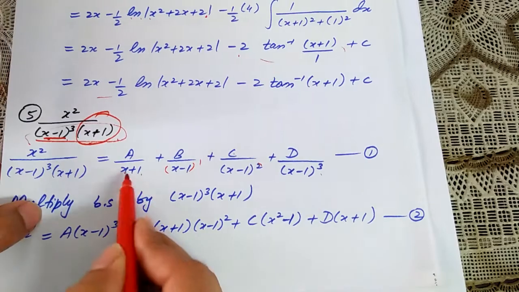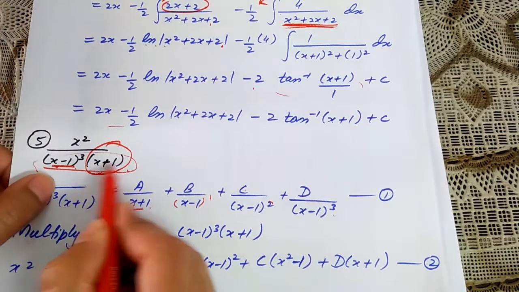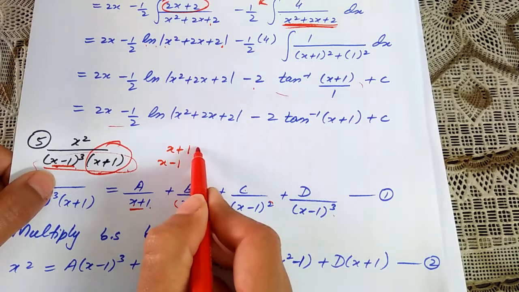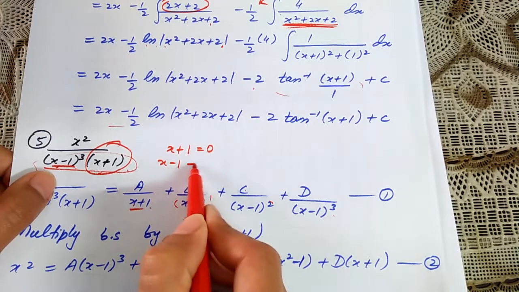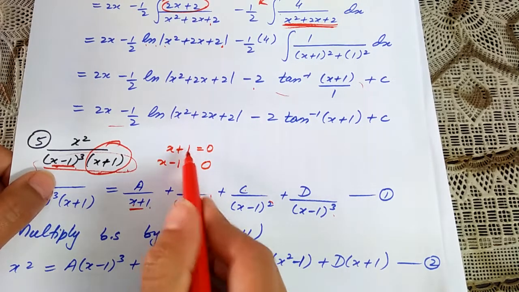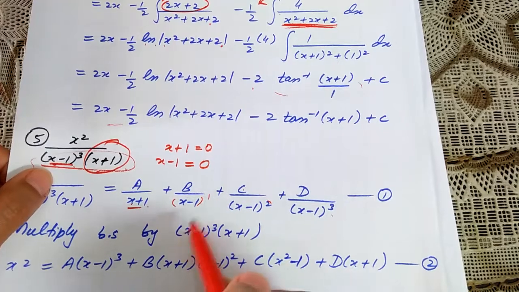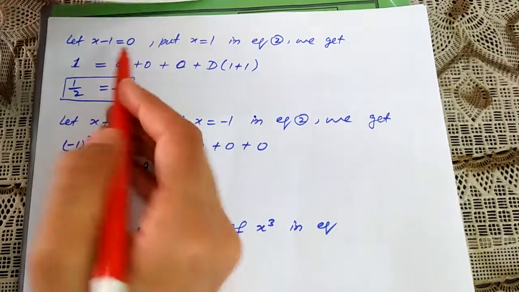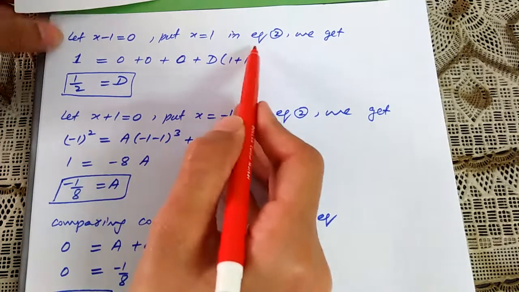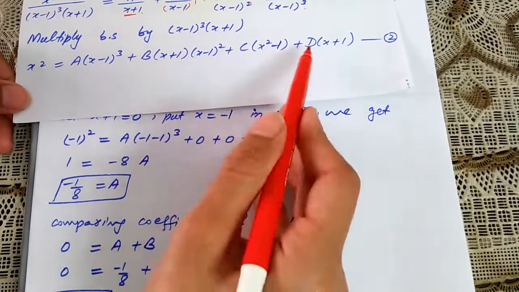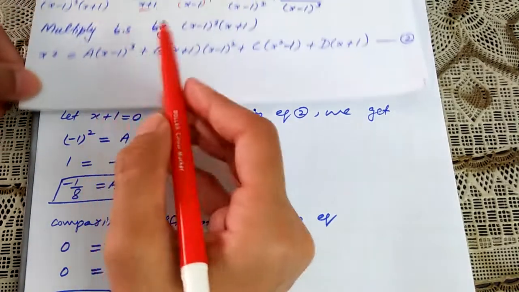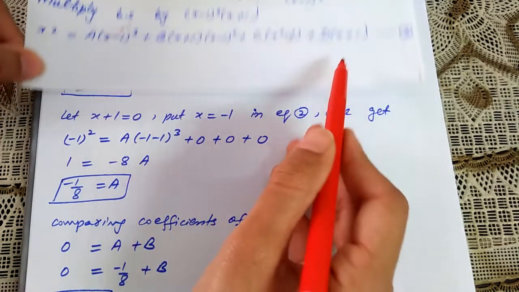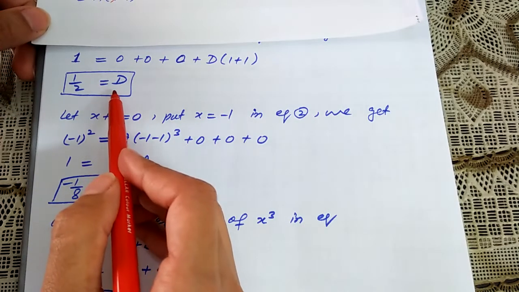Now you will consider this thing one by one. We have one thing here as x plus 1 and the other thing is x minus 1. First of all, I will let this thing equal to 0, and then I will let this thing equal to 0 and use this in it to find the values of a, b and c, d. Let x minus 1 equal to 0, put x minus 1 in equation number 2. In this equation number 2, put x minus 1 equals to 0. This thing will be 0, this thing will be 0, this thing will also be 0. So I will get the value of d here out of it.